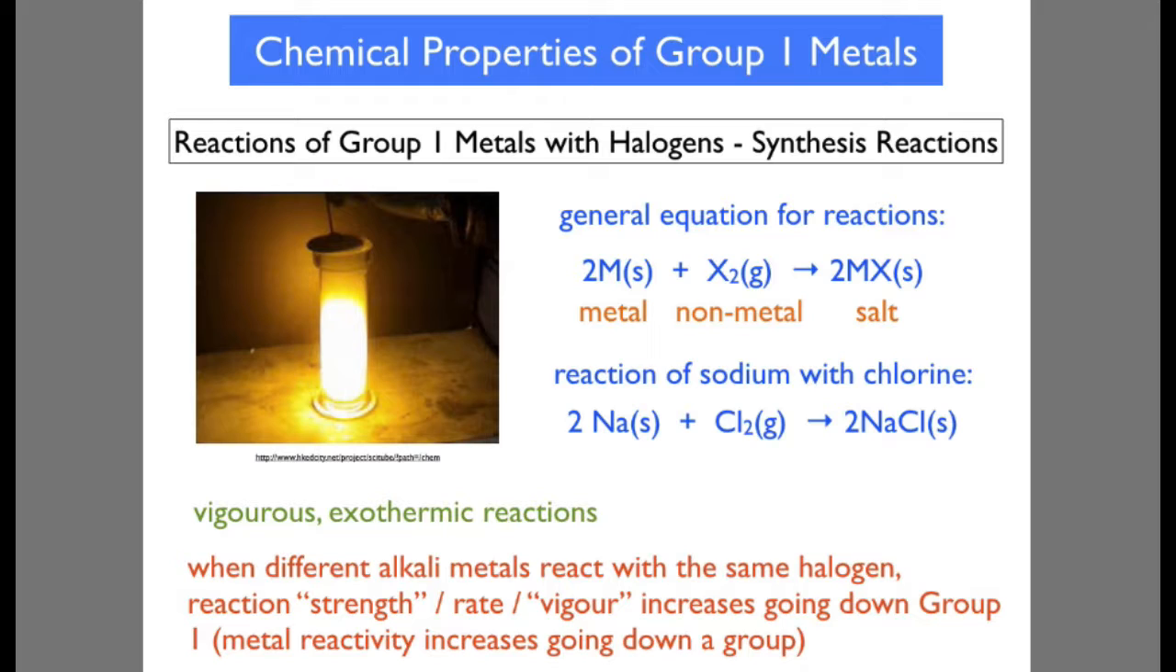The reaction of sodium with chlorine is a vigorous exothermic reaction. You can see the image there. It gives off a lot of heat and light. When different alkali metals react with the same halogen, the reaction strength or rate or vigor increases down the group. So metal reactivity increases as you go down the group.